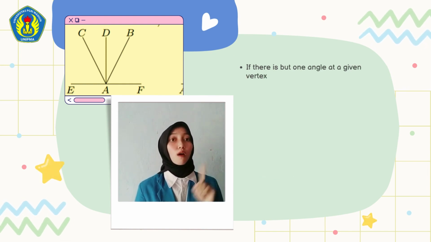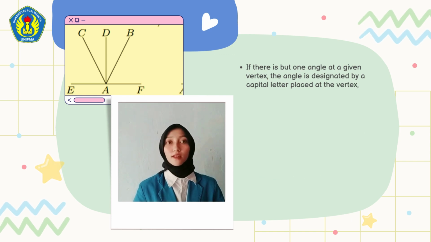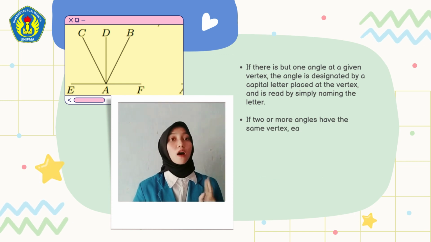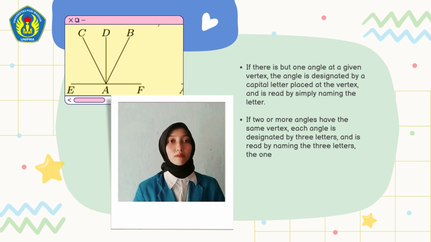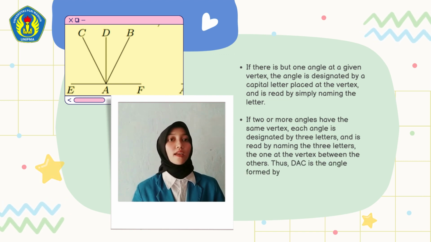If there is but one angle at the given vertex, the angle is designated by a capital letter placed at the vertex and is read by simply naming the letter. So, we can conclude based on the figure that node A refers to the point where two or more lines meet. If two or more angles have the same vertex, each angle is designated by three letters and is read by naming the three letters, the one at the vertex between the others. Thus DAC is the angle formed by the sides AD and AC.